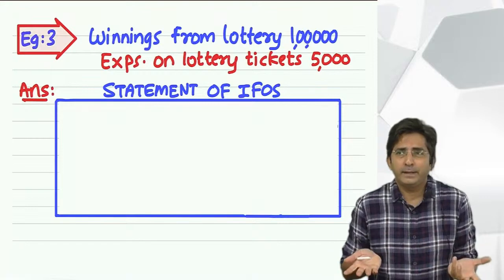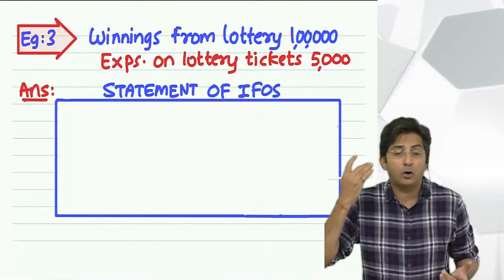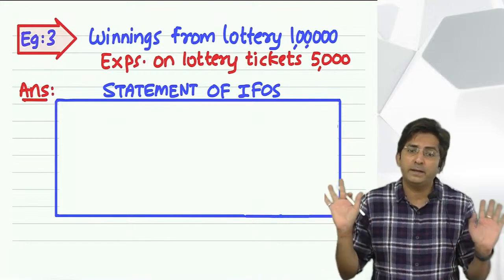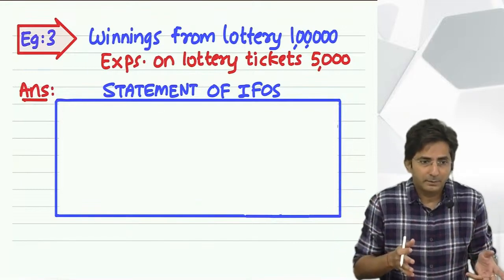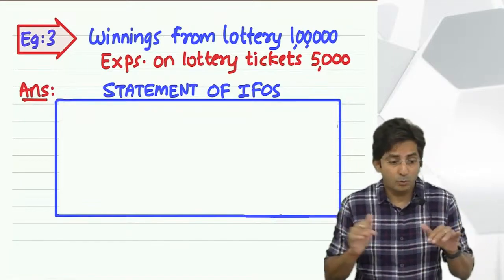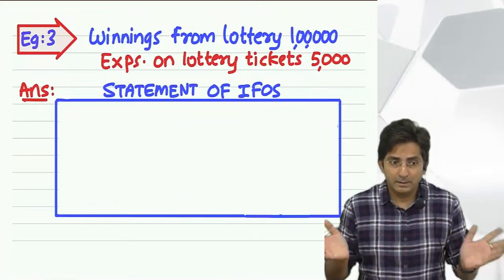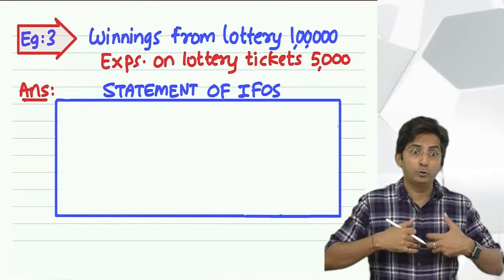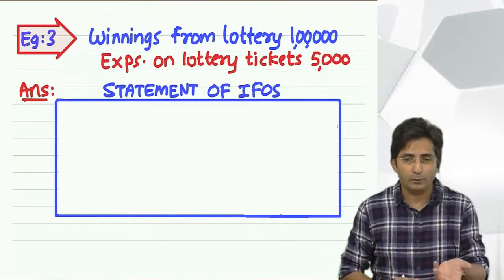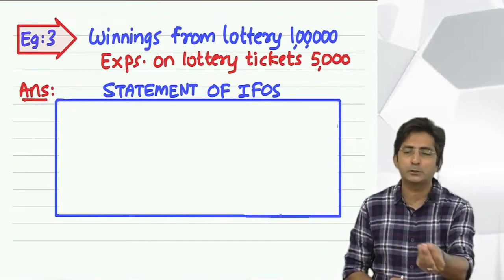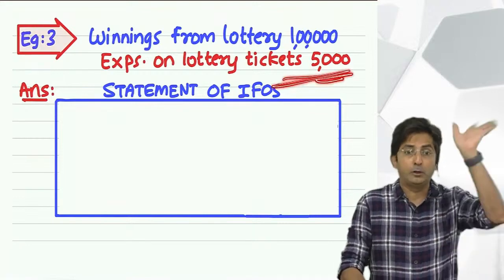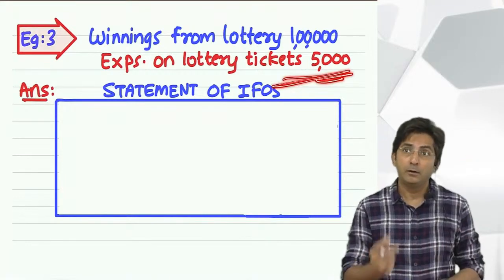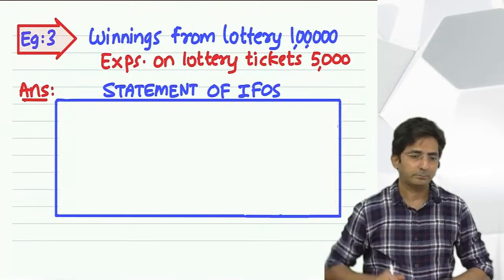But for lottery winnings, what is the government's perception? You are getting income free. Free in the sense you didn't put in any hard work. It was mere luck. You don't have to make huge investments either. A lottery ticket hardly costs 10 rupees, 20 rupees, 50 rupees. You might have purchased so many lotteries, and then luckily, one lottery was a winning lottery.